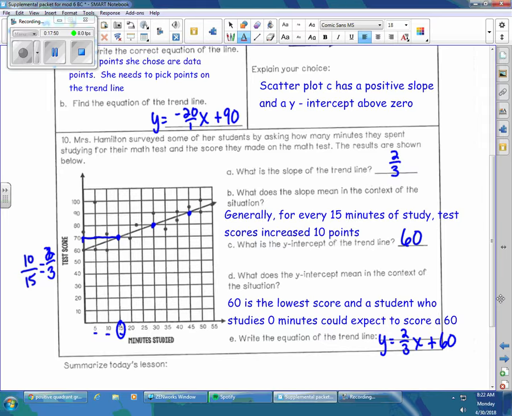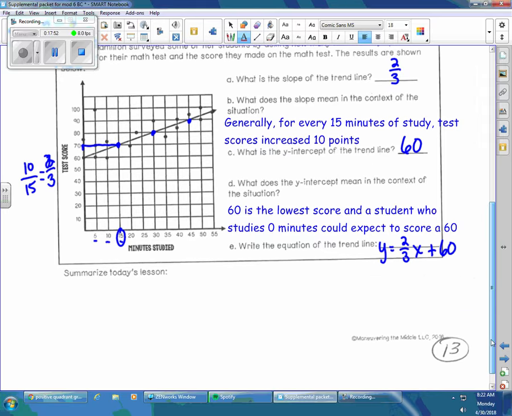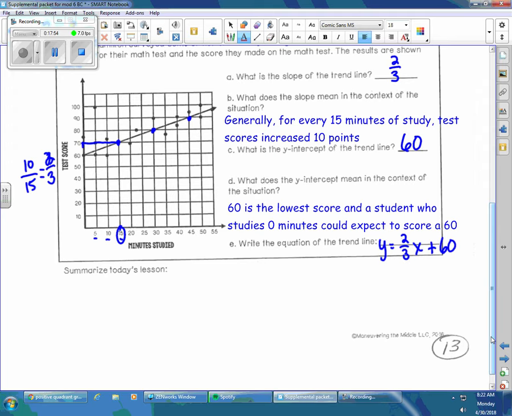Okay, I hope that helps. I hope the review of slope-intercept form helps. And remember, when you're drawing a trend line, you want to draw a line that best represents the data. Actually, when I was learning about this, we always called it a line of best fit, and that is kind of descriptive of the line that you're drawing. It best fits the data.